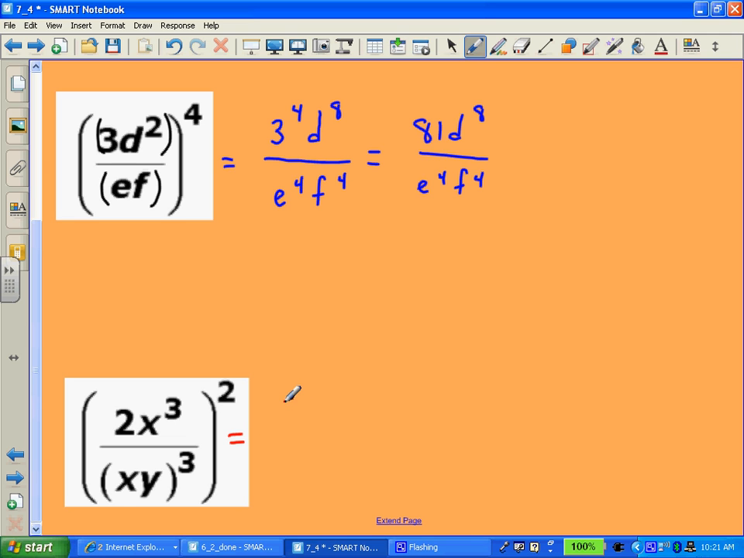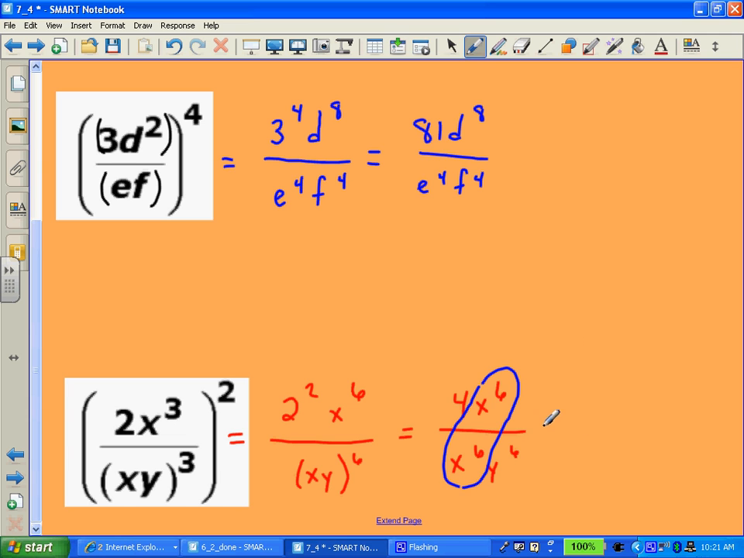Okay, one last one here. So again, I have to remember that this 2 squared and x to the 6th. And then on the bottom here I'd have xy to the 6th. Now I can simplify that further. Well, 2 squared is 4. So I have 4x to the 6th on top. And then I have x to the 6th, y to the 6th on the bottom. Now again, look here. I have division of things with the same base. So x to the 6 minus 6 is x to the 0, which remember is just 1. So this would become 4 over y to the 6th.